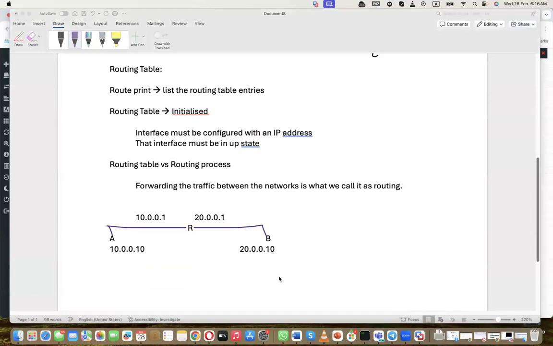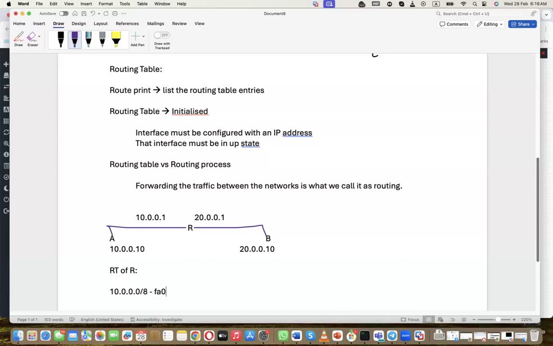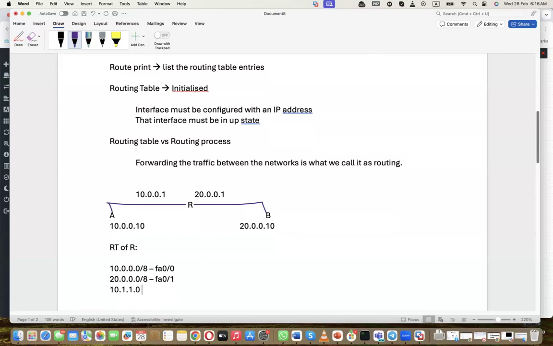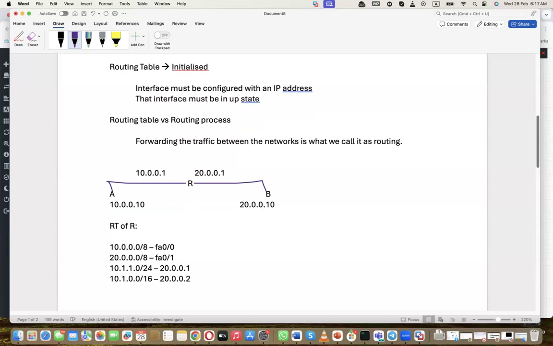Yes. All right. Now, what if you have multiple entries in the routing table? Let's say I have some entries on the router, in the routing table of the router. 10.0.0.0/8 is via FastEthernet 0/0. 20.0.0.0/8 is connected via FastEthernet 0/1. I also have another entry made statically or dynamically somehow, with a next-hop address of 20.0.0.1 and a subnet mask of /24. And 10.1.0.0/16 has the gateway as 20.0.0.2. Let's assume like this. Now what happens?